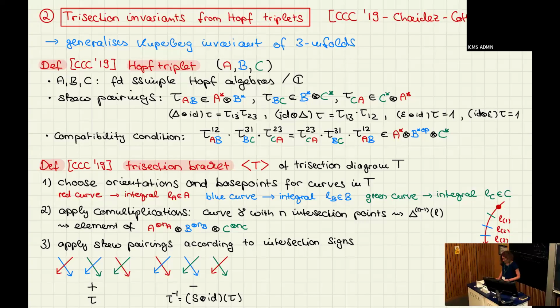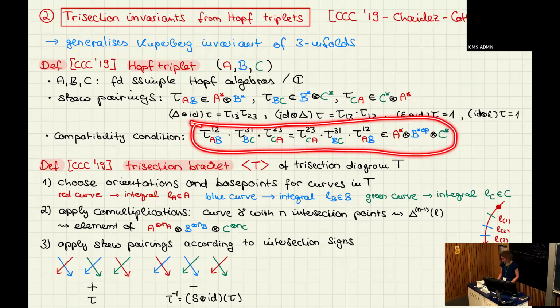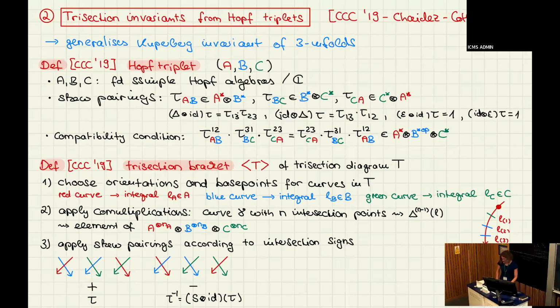And this number is not quite a trisection invariant. It's true for this number that the invertibility of these Q pairings gives you the Reidemeister 2 move. This condition here gives you invariance under the 3-point moves. And invariance under the handle slides you get essentially from the properties of these two-sided integrals.